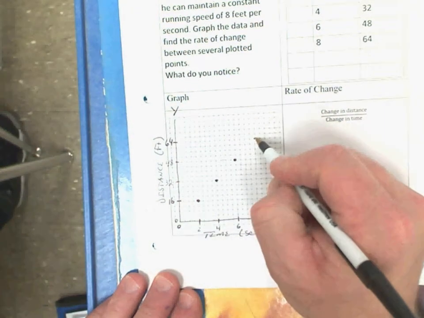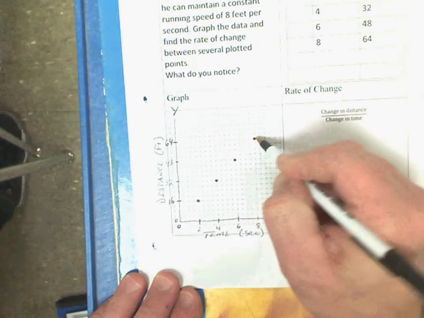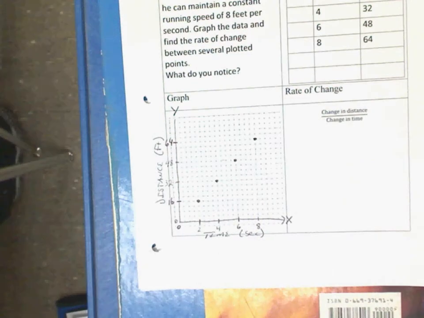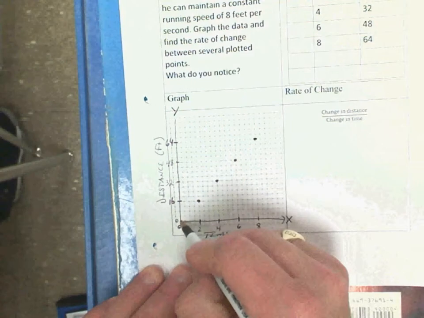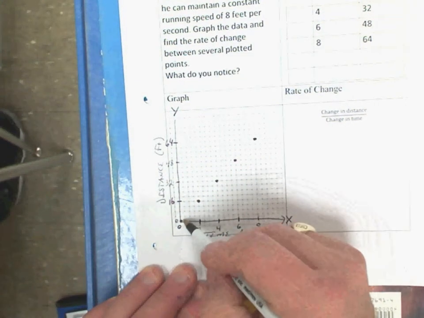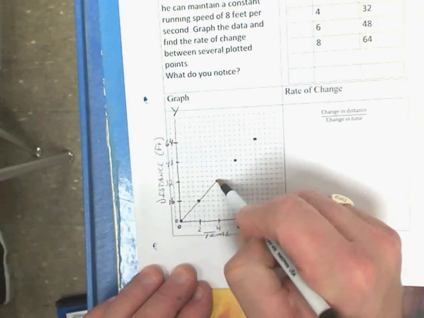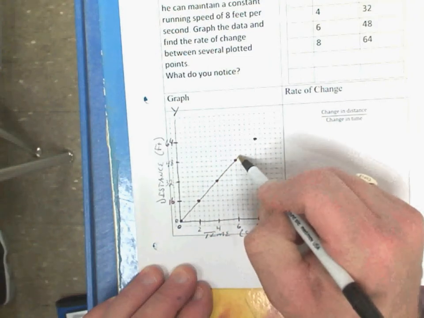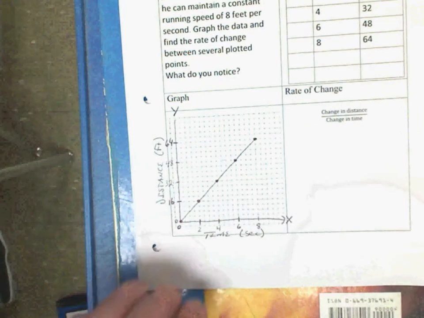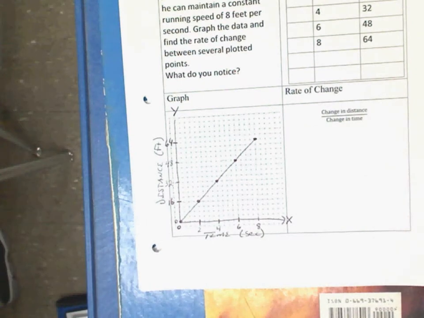Now, do we have another point we can put in? Destiny, do we have another point we can put in based on the table? Look at the table. 0, 0. Nice. All right, so we go 0, 0. All right, and now we can connect these points. What do you notice about that line? Tara, what do you notice about that line? It's straight. So we got a straight line here.